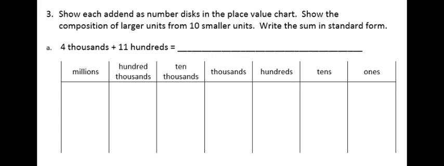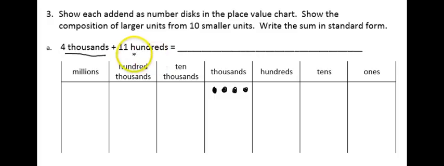In this section, we're given another expression, and we need to evaluate it and show how we come up with our final answer by using the place value chart. So I'm going to start with 4 thousandths on the place value chart. That just means I'm going to put 4 place value discs in the thousands section. That shows 4 thousandths. Now I'm going to add 11 hundredths to the place value chart as well.